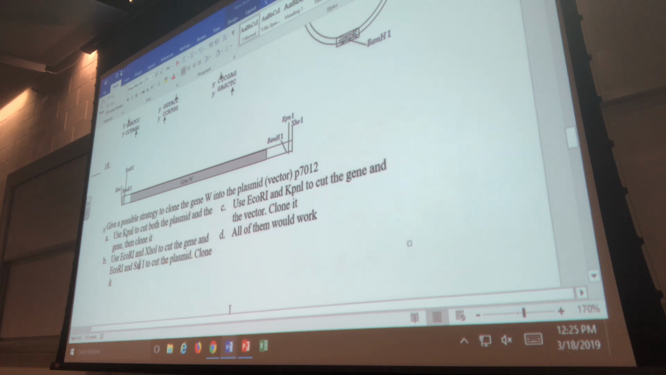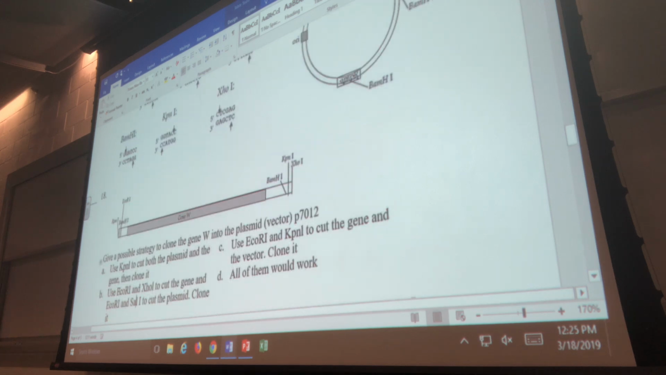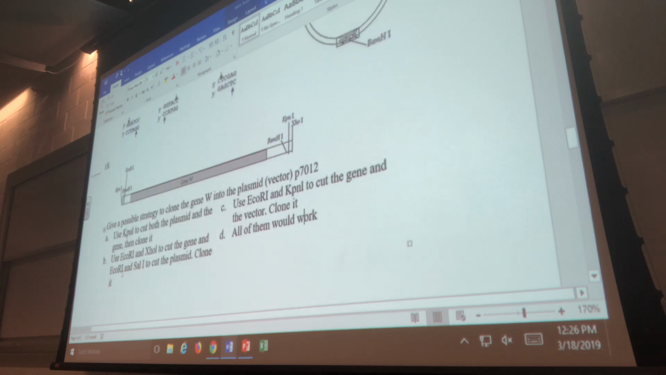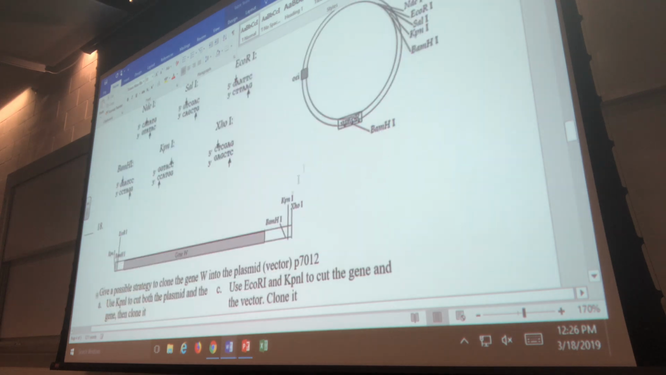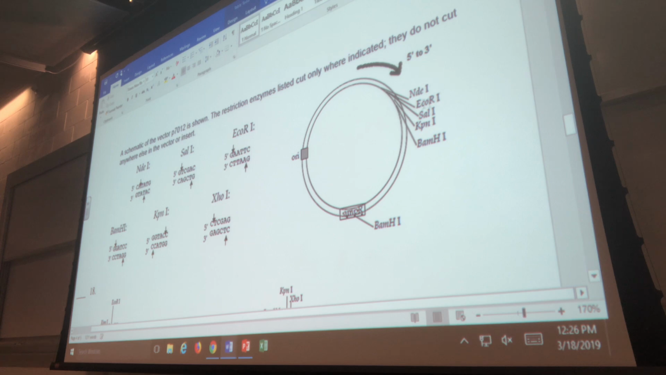Well, let's look at B just to make sure. It looks like there's 3 restriction enzymes here. We're going to try to use EcoR1 and XHOL to cut the gene. Okay, let's check to see if EcoR1 and XHO are here. EcoR1 is on the left, that's good, and XHO is there on the right, that's good. But then, for some reason, they decide that we need to use EcoR1 and SAL1 to cut the plasmid. Well, first let's see if they're even in there. Yep, EcoR1 is there and SAL1 is there.